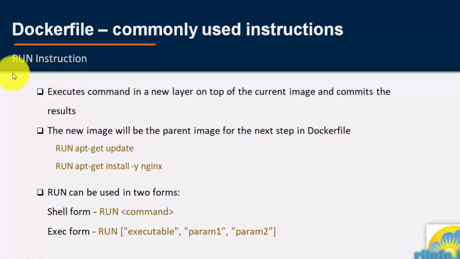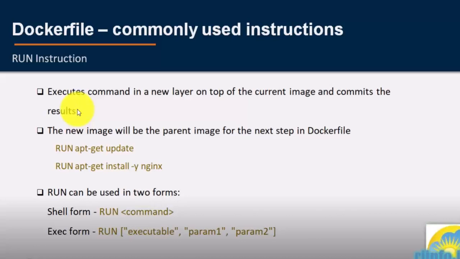The RUN instruction will execute any commands in a new layer on top of the current image and commit the results. The resulting committed image will be used for the next step in the Dockerfile. In our example of creating the Docker image from Dockerfile, we use the RUN command for getting the system updates and installing Nginx on the Ubuntu box. Now, RUN can be used in two forms. The shell form is RUN command, and the command is run in the shell, which by default is /bin/sh on Linux. The second is the exec form, which is RUN executable followed by the parameters this way.